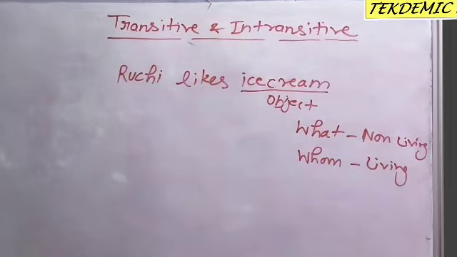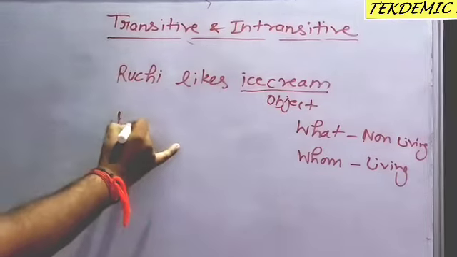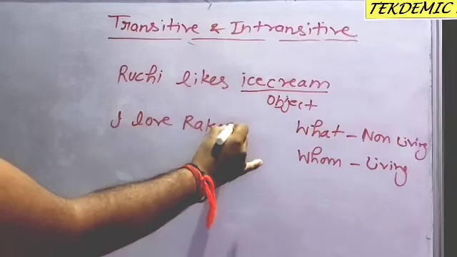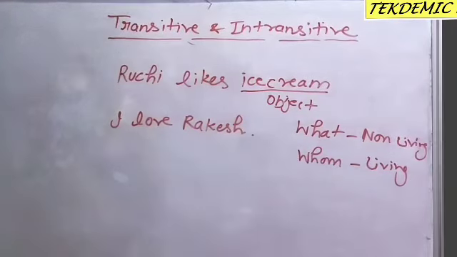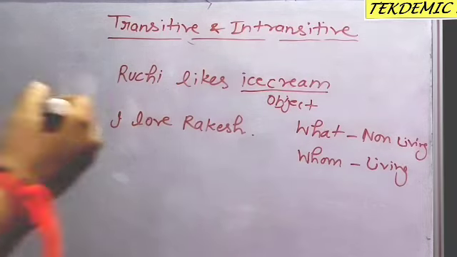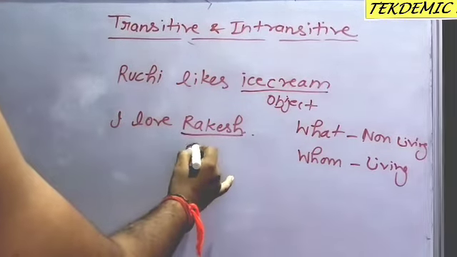I am taking another sentence: I love Rakesh. In this sentence, if we question with whom, so I love Rakesh. Whom do I love? I love Rakesh. So Rakesh is the object.